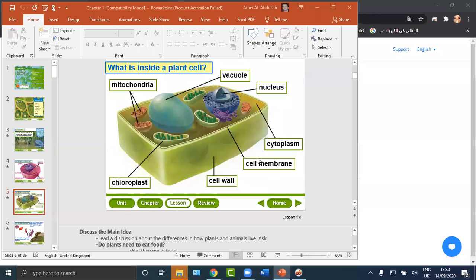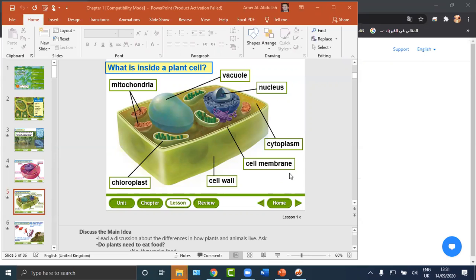Before we start our lesson, we'll do a quick revision of the previous lesson. We talked about what's inside an animal cell: the cell membrane, cytoplasm, nucleus, mitochondria, and vacuoles. And what's inside a plant cell: mitochondria, vacuole, nucleus, cytoplasm, chloroplast, cell wall, and cell membrane. And we talked about how plants need food and what helps plants get energy and make food. It's sunlight.